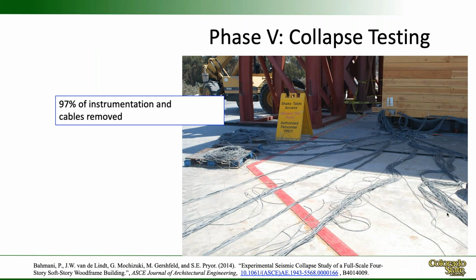So I'm going to start with what we tested last. That was the phase 5, and this is the collapse testing. This is essentially a building that would not be considered to have performed well, obviously, with collapse, but even just the extent that it was damaged in the smaller event. This is representative of what these buildings would look like without retrofit. We removed approximately 97% of the instrumentation, leaving, if memory serves, about 15 to 20 sensors.